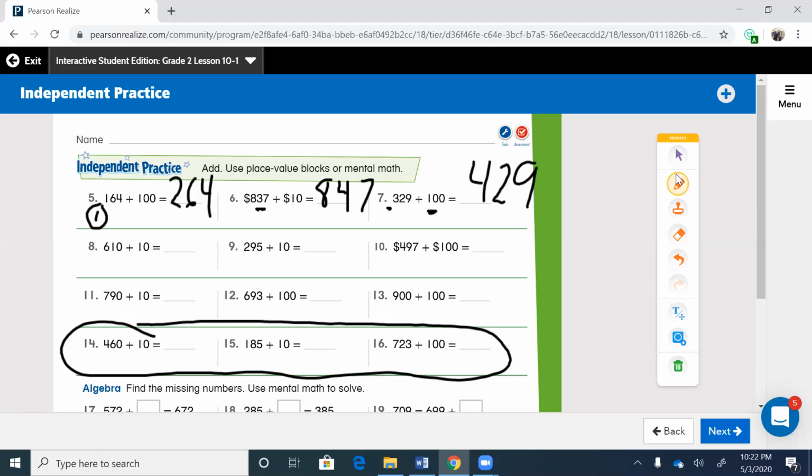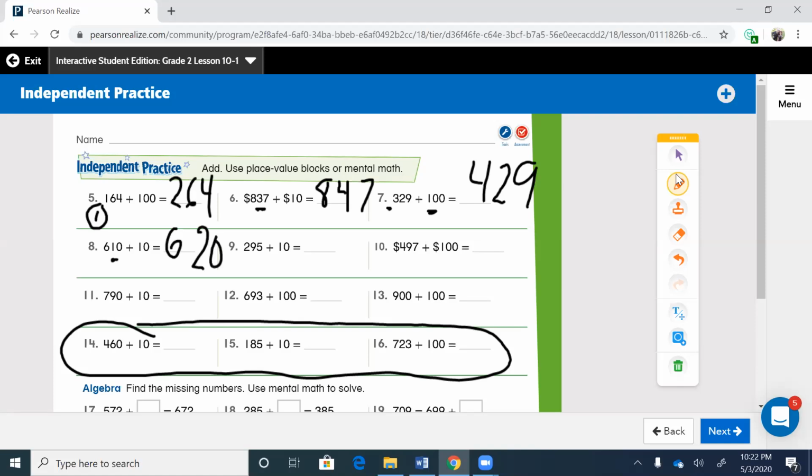Number 8, 610 plus 10. Okay, the tens digit is in the middle. 6 stays the same. The 1 has to increase by 1, so the 1, add 1 more, becomes 2, and the 0 stays the same.